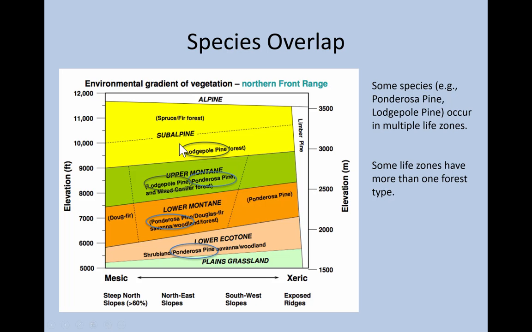So just as we see some tree species occurring in multiple life zones, we can also see that some life zones have more than one forest type. So as useful as it is to think about, oh, there are 3 forested life zones, in fact, if we're looking at actual forest communities, we need to be a little bit more specific than that.